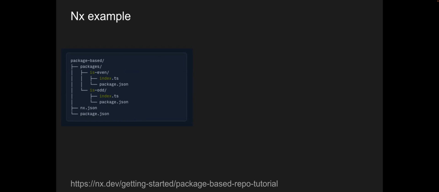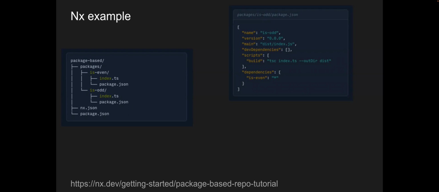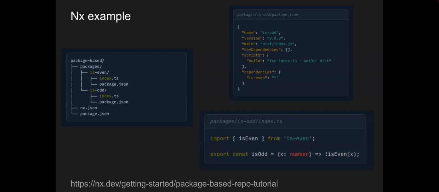Now, again, this is all about code sharing. This is all about tying together some of these pieces that we have, some of these different technologies that we're using. So you can write your own packages, as we've seen here. This is the is-odd package, and if you look at the dependencies section, is-odd depends on is-even, which is another package that we've written. And you can import directly from is-even any of the exposed functions or classes or whatever you want.